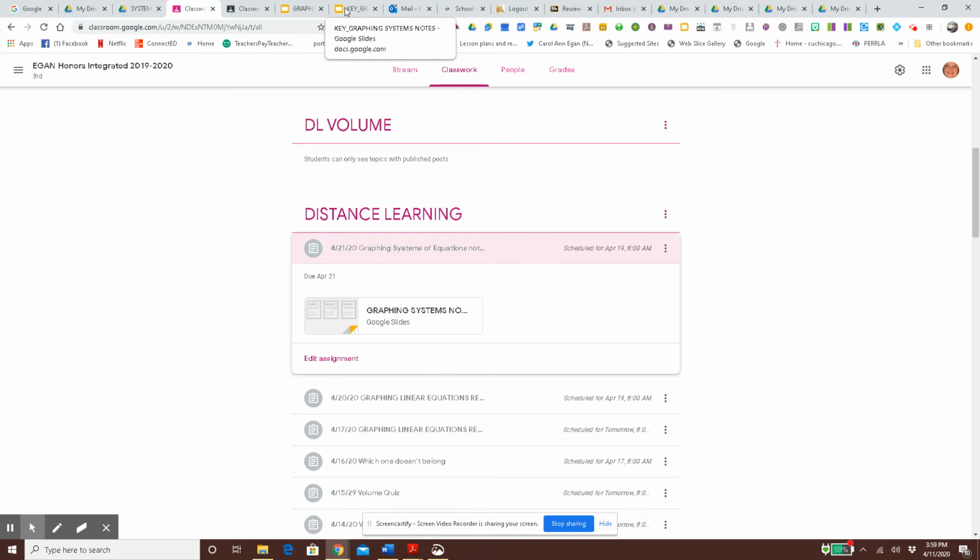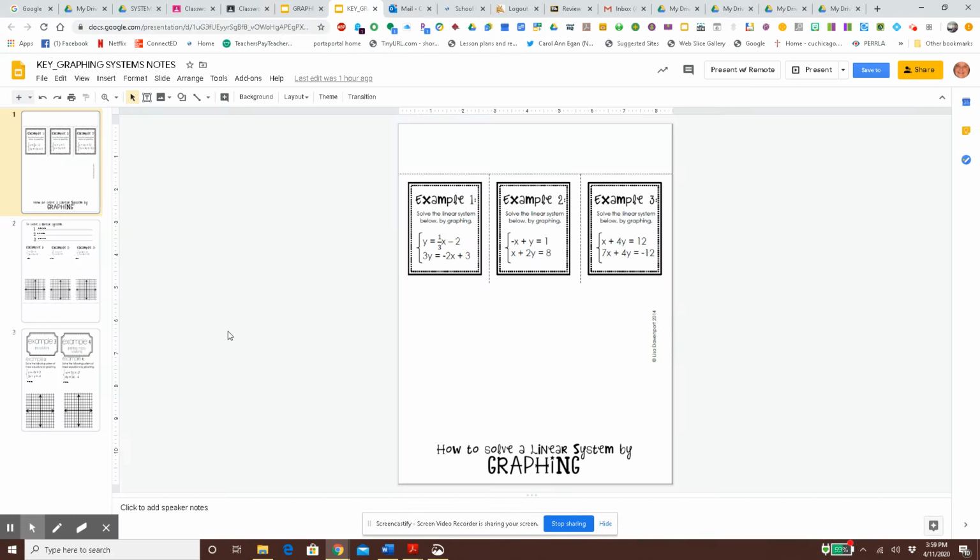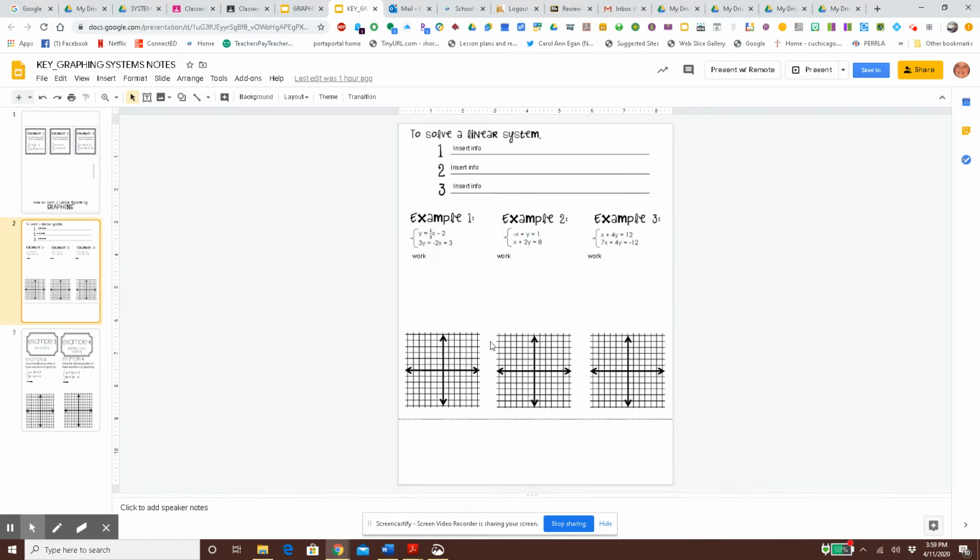Now I actually have one open, so I'm going to open mine over here. And you should see the 3 pages. So if you want to go ahead and print, you can go ahead and print. Otherwise, we're going to do it right inside of this document. So this is just the opening page. If you go to slide number 2, this is where the notes are.